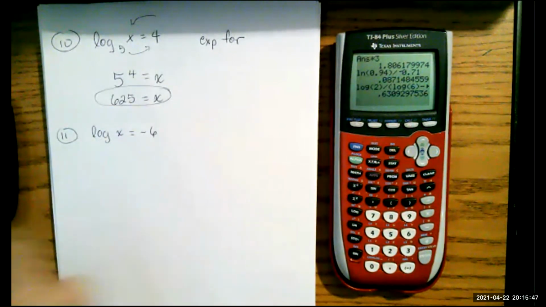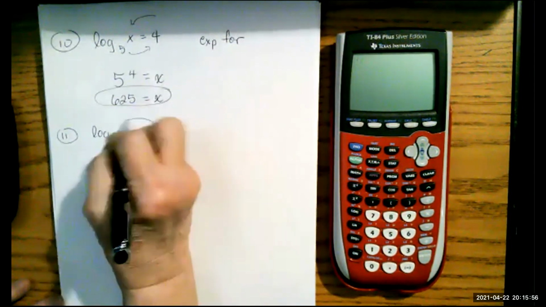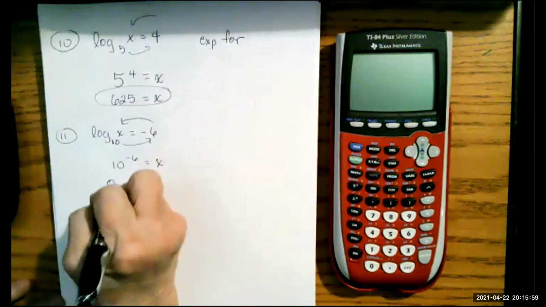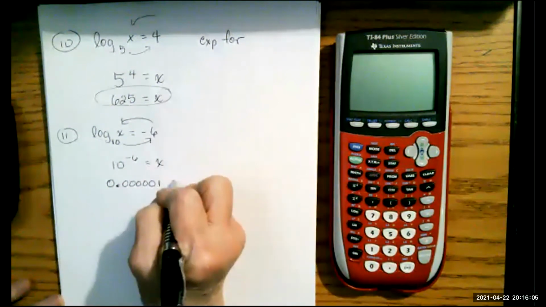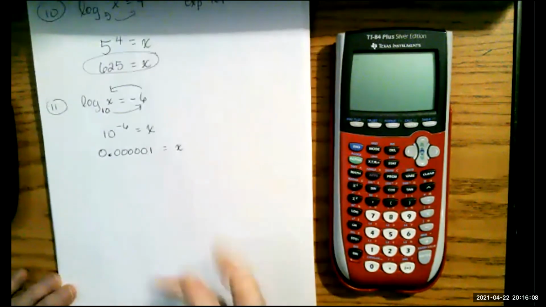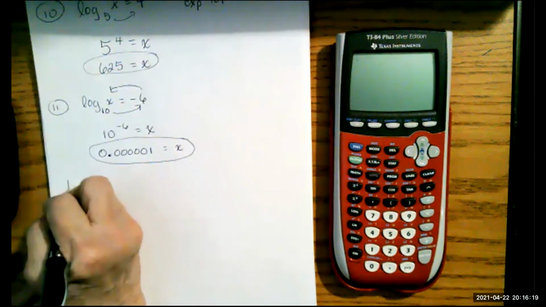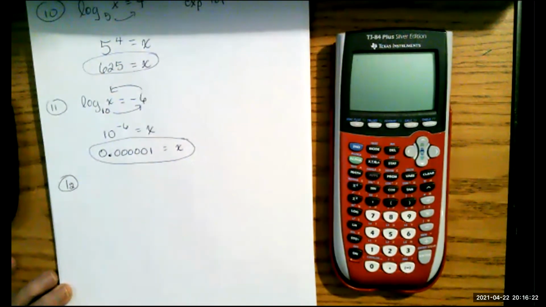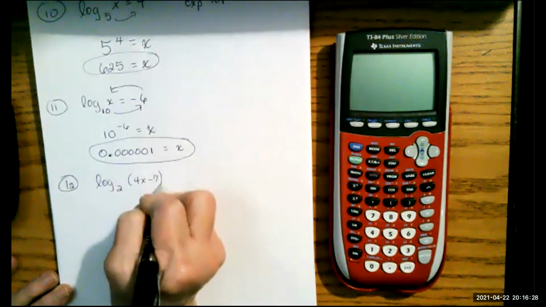This one is the same way. You have to know that your base here is 10. So it would be 10 to the negative 6 equals x. And 10 to the negative 6 in the calculator is 5 zeros after that decimal and a 1. These seem like trick questions because they're so easy. Yeah, after we've done those others, these are easier ones.